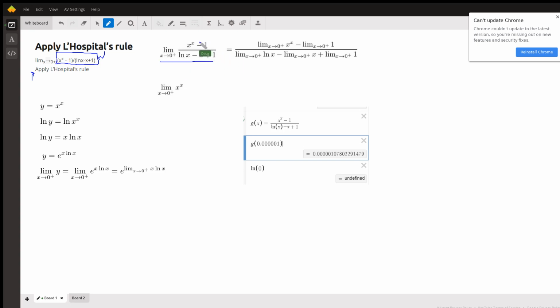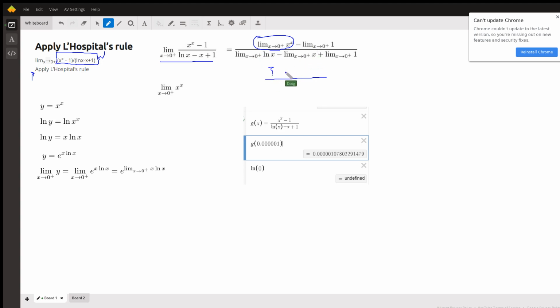The limit of a quotient equals the quotient of the limits. Then the limit of a difference equals the difference of the limits, etc. Okay, and this is the expression that we have to evaluate using L'Hopital's rule. The rest of this looks like, I'll just put a question mark here for that term.